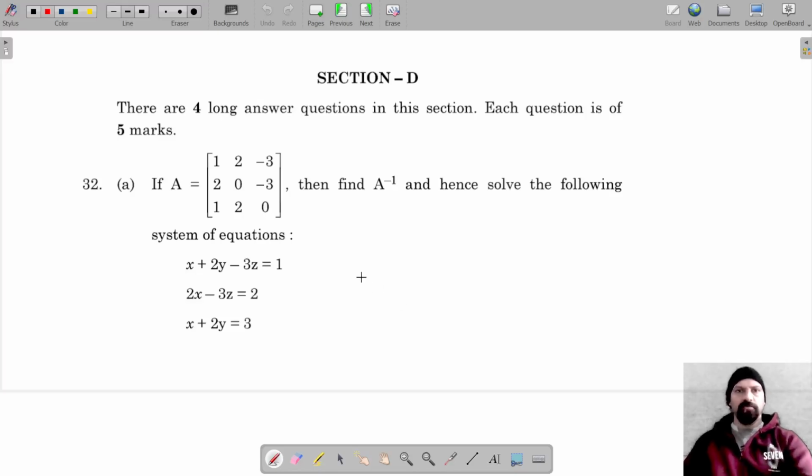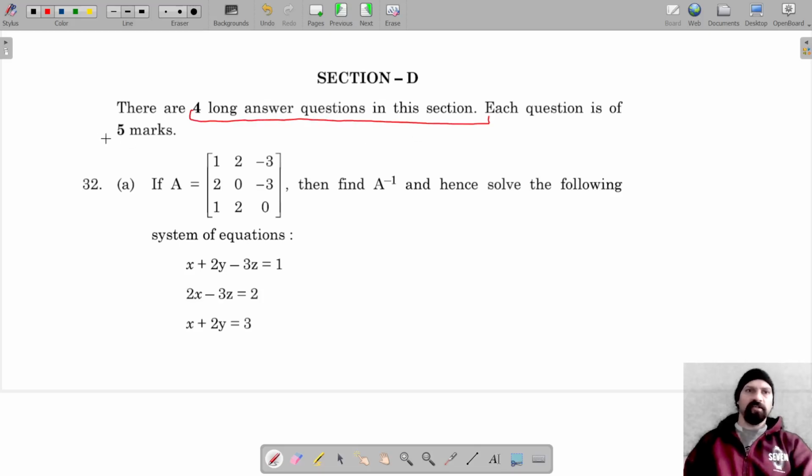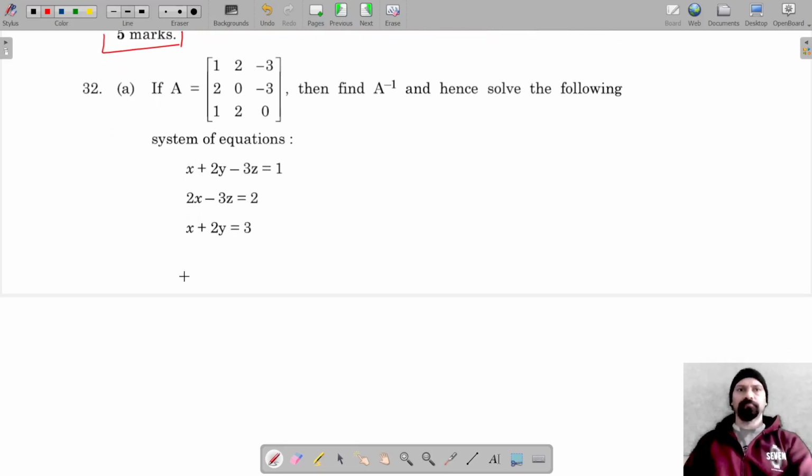Okay, for the next question, these are the four long answer questions in this section, and each is of 5 marks. This is the first part of question number 32, and A is a square matrix of order 3. We have to find A inverse and hence solve the following system of equations.